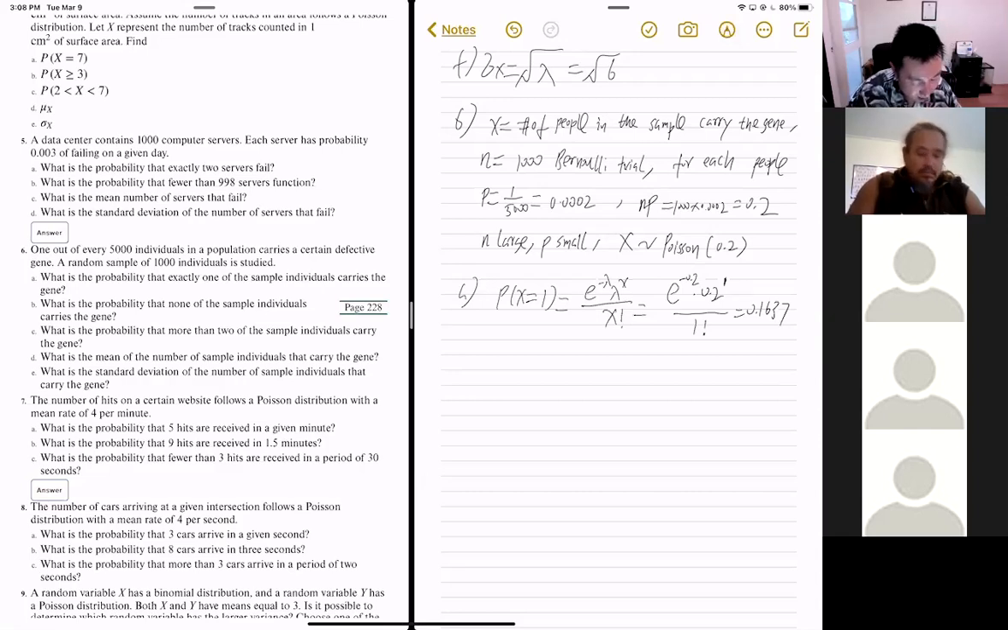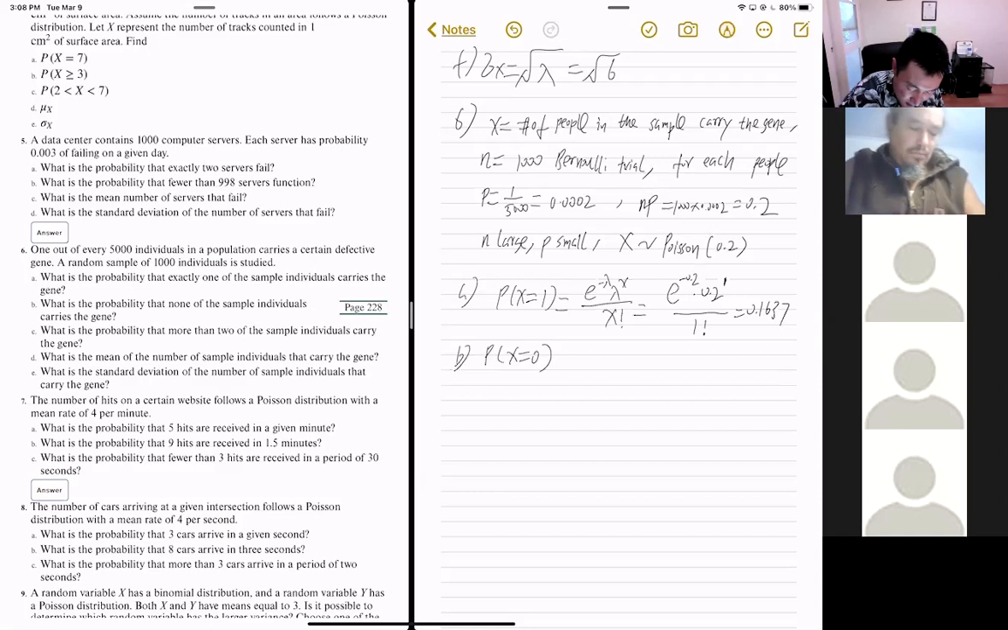B, the probability of none of the sample individuals carrying the gene. So that is asking P(X equal to 0), so 0 people carry the gene. If you skip the details, right now X equal to 0, lambda is still 0.2.